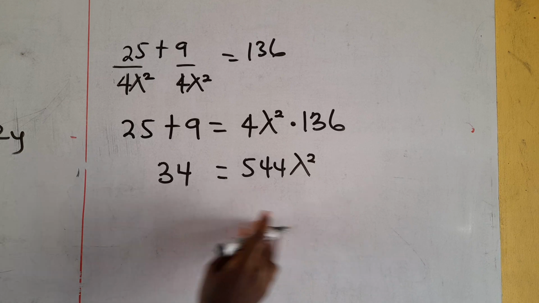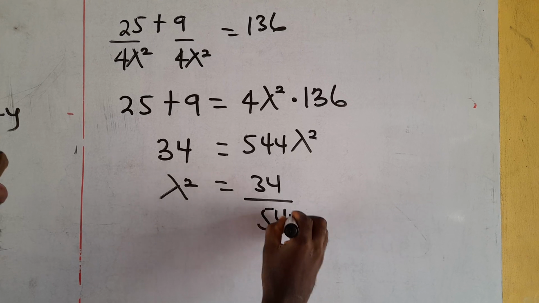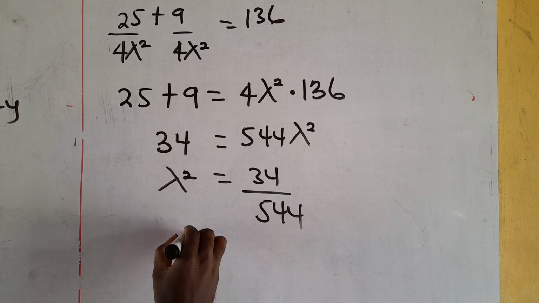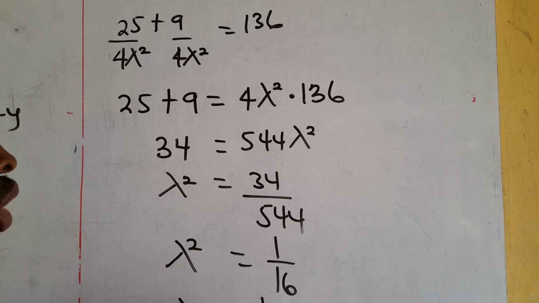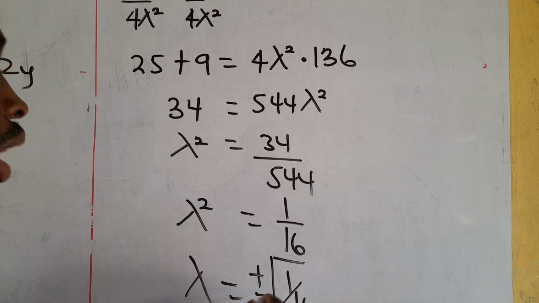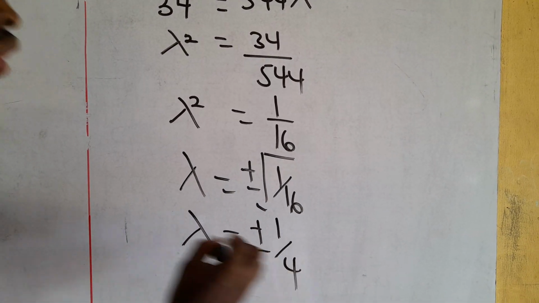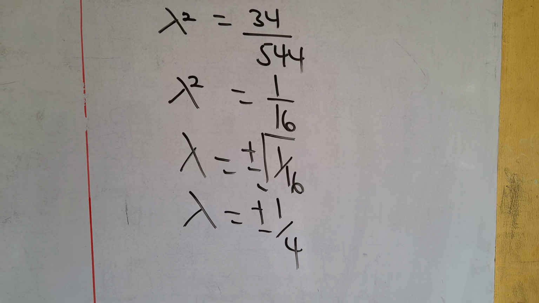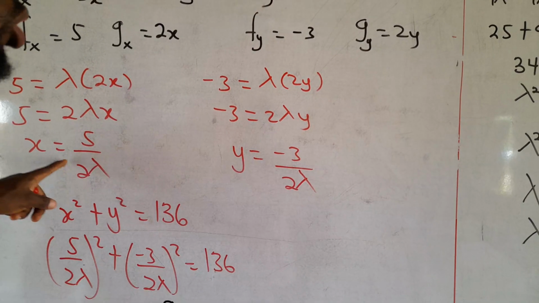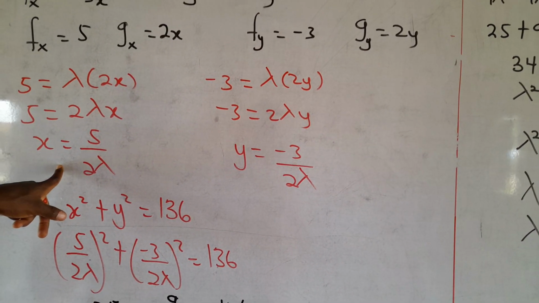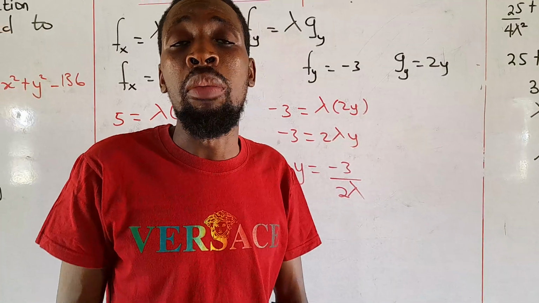We divide both sides by 544. We have lambda squared is equal to 34 over 544. 34 divided by 544 will be 1 over 16. Then we'll find the square root of 1 over 16. Remember, the square root of every number is plus or minus. Then we can say our lambda is plus or minus 1 over 4. Now, since we know the values of lambda, we substitute it into these two equations to get the values of x and y. After we get the values of x and y, then we can substitute those values into our function. Then we can find the maximum and the minimum.